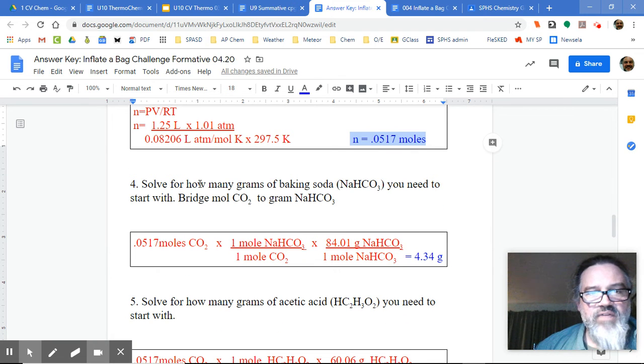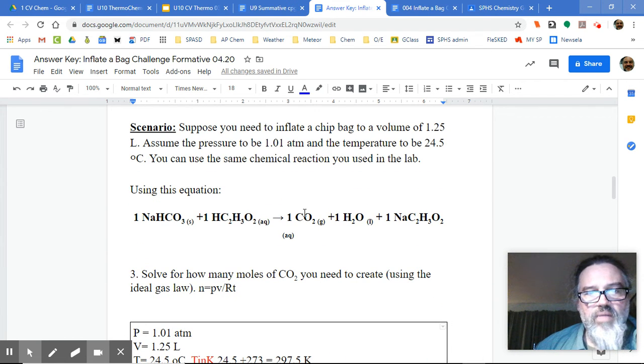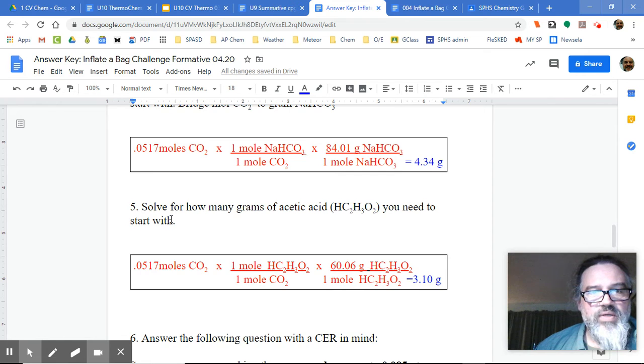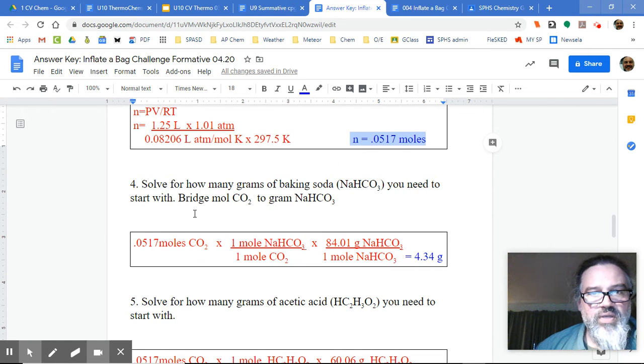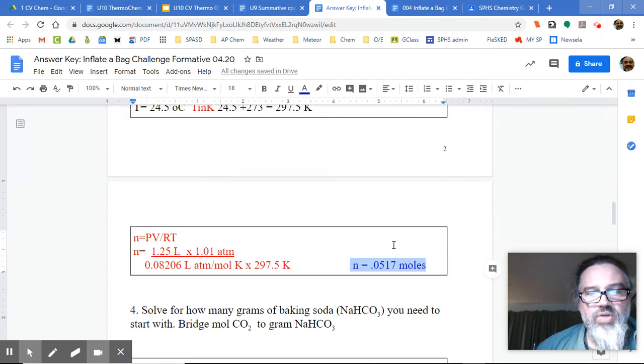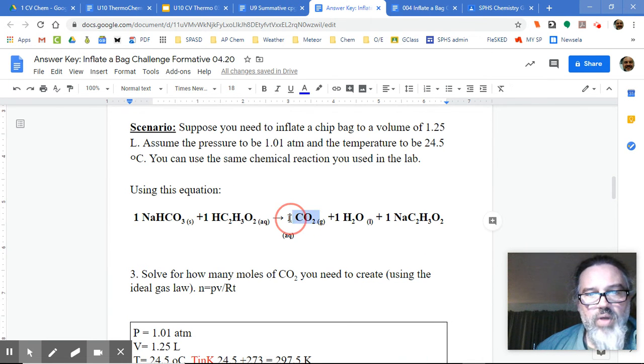Then it says solve for how many grams of baking soda. This is baking soda. Make sure you identify what you know exactly. You need to start with a bridge, moles of CO2, then grams of here. So if we know how many moles of this, the question is how many moles of that, and eventually we'll get to the mass. So to get from moles to grams, I just take the number of moles I have, and then I use the mole ratio.